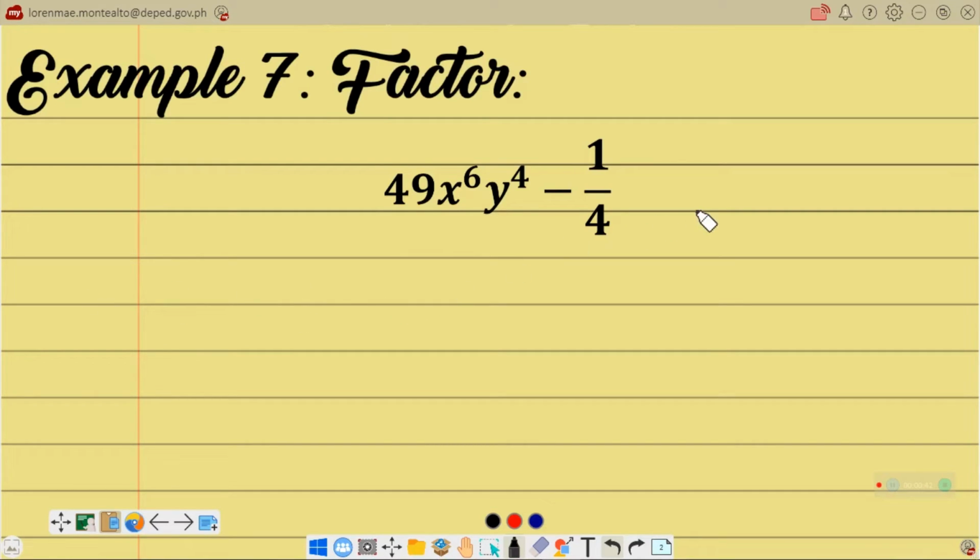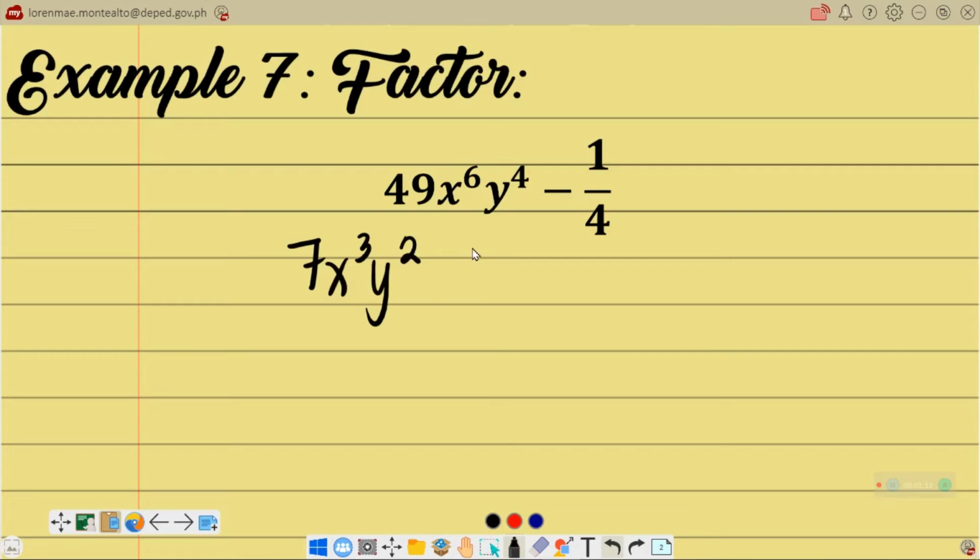Step number 1 is to factor out the greatest common monomial factor. Does it have a GCMF? No, none, since we can see that it is already a perfect square. So, let's proceed to step number 2, that is to get the square root of the first term. What is the square root of 49? That is 7. What is the square root of x to the 6th power? That is x cubed. What is the square root of y to the 4th power? That is y squared.